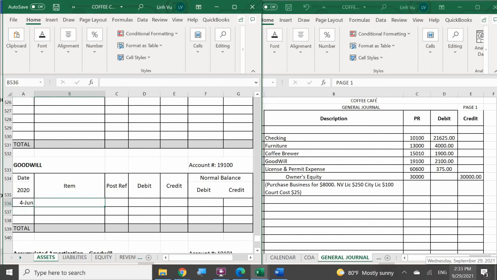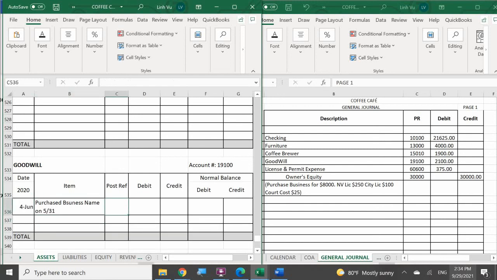Now, in this case, you can refer to your Goodwill as whatever you'd like. In this case, I'm going to say that I purchased the business name on the 31st of May. This transaction happened on my first general journal. Now, because it's an intangible asset, I can't physically touch a business name. So it's considered an intangible asset, but I still own the business name.